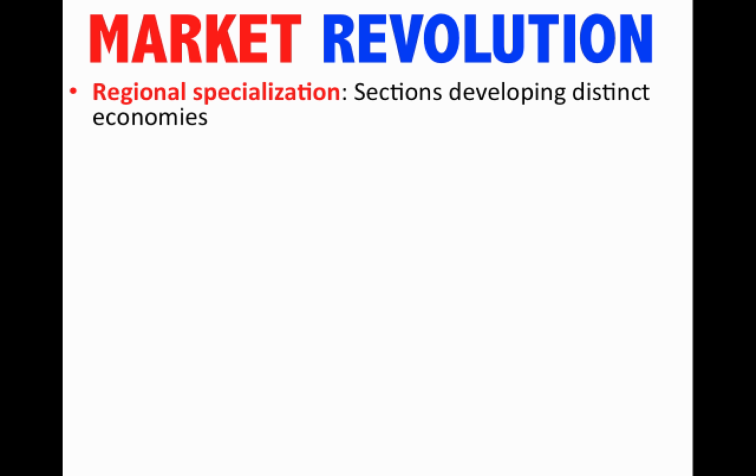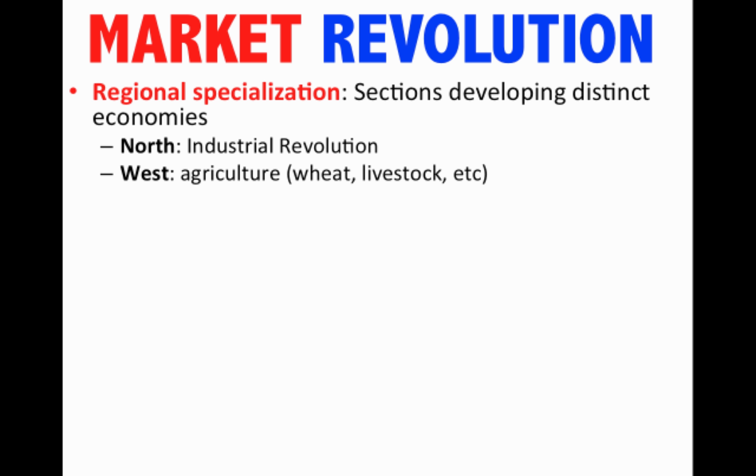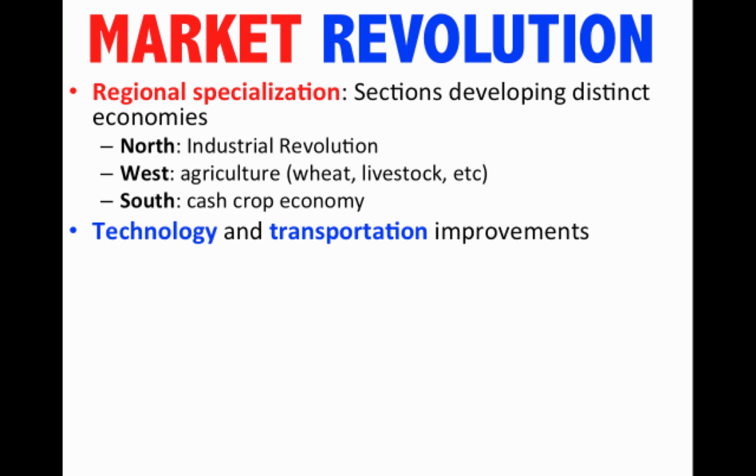One is regional specialization. The different sections of the country are further developing into distinct economies. The North is going through an industrial revolution, the rise of factories and the mills. The West is continuing to be the nation's breadbasket, and agriculture, especially wheat and livestock, is going to play a key role in this region. And in the South, we have the cash crop economy, and it's going to be all about cotton. You're also going to see the development of all sorts of new technology, which is going to assist in economic development, and new transportation improvements, which are going to link the country up.